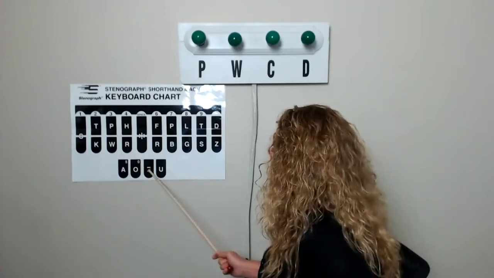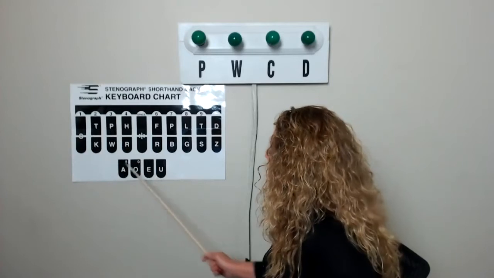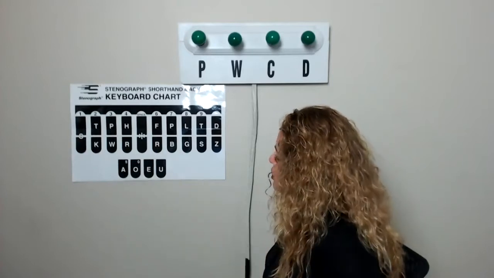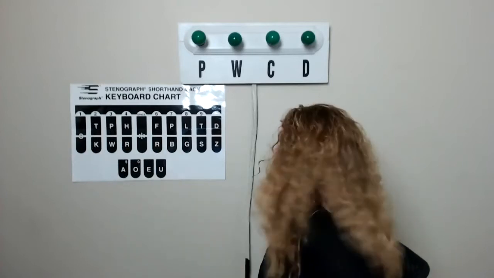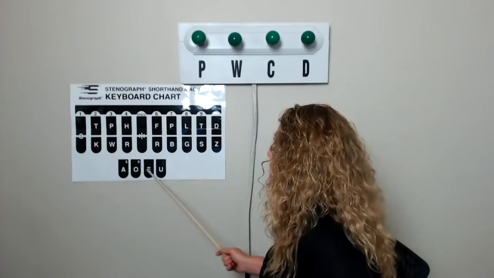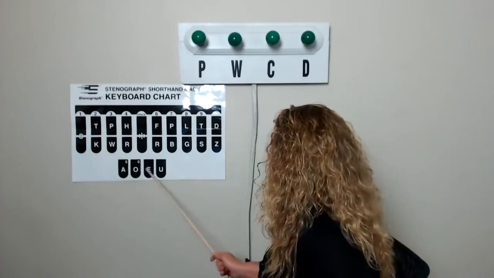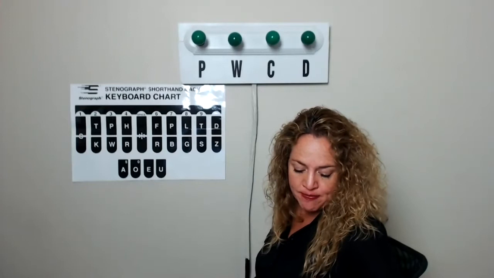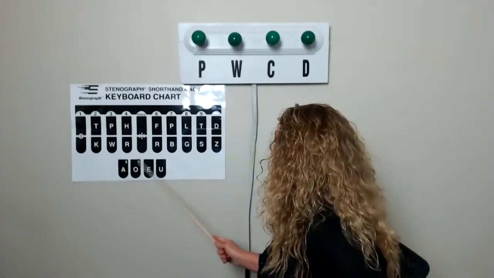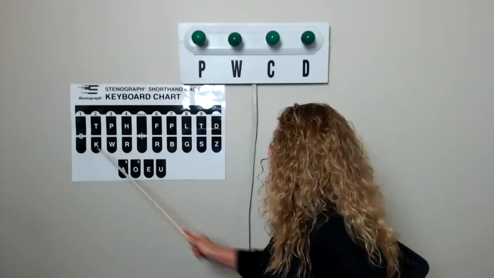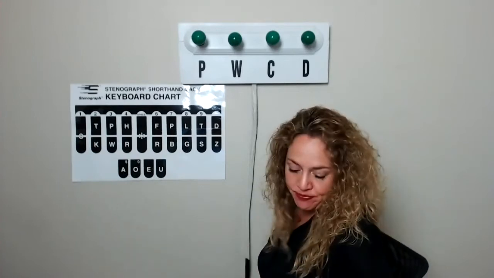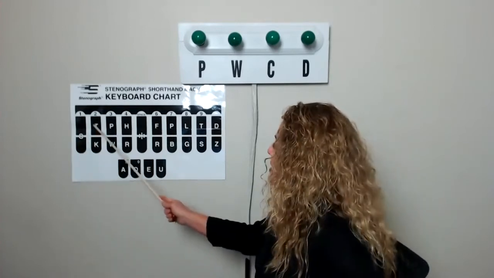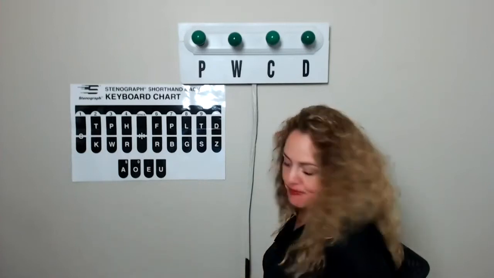Preserve, P-R-E, come back for S-E-F-R-B in a second stroke. Deserve, D long E, come back for S-E-F-R-B. You want to use the long E so it doesn't look like did he serve. Okay. Conserve, K-O-N, come back for S-E-F-R-B. Starve, S-T-A-F-R-B.